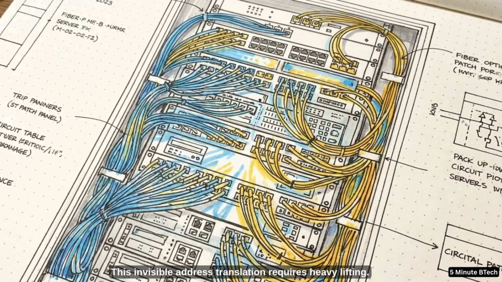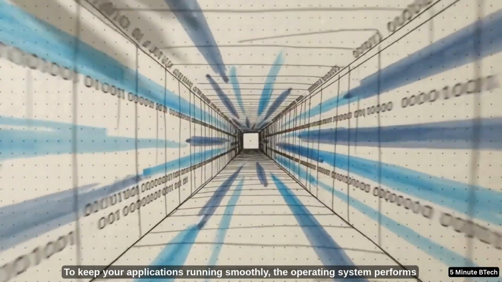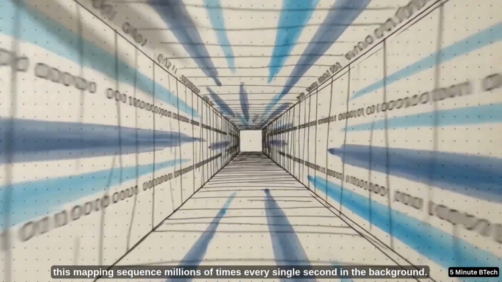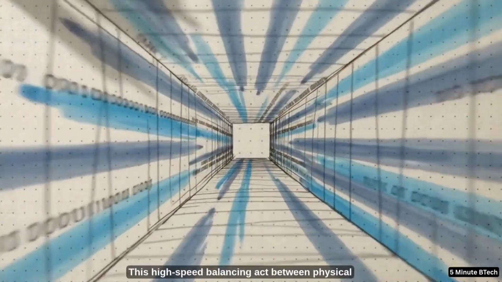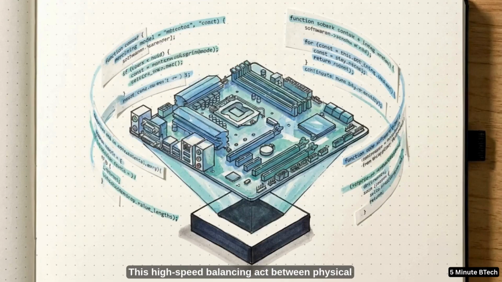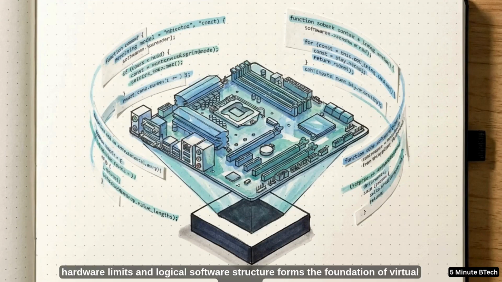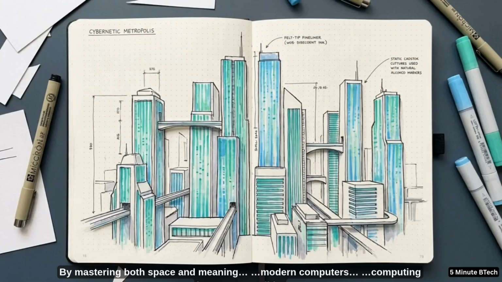This invisible address translation requires heavy lifting. To keep your applications running smoothly, the operating system performs this mapping sequence millions of times every single second in the background. This high-speed balancing act between physical hardware limits and logical software structure forms the foundation of virtual memory. By mastering both space and meaning, modern computing becomes possible.